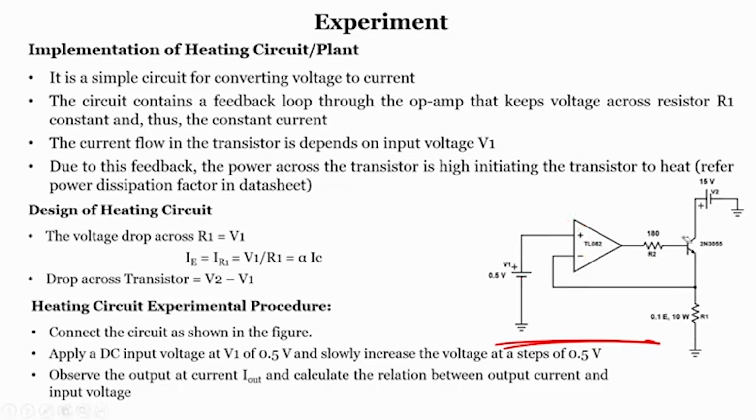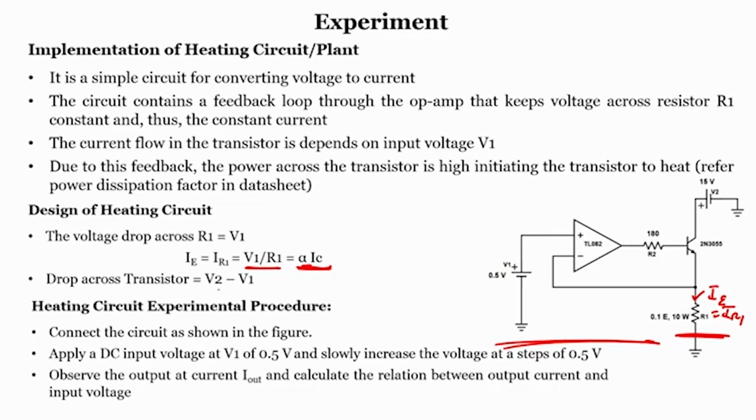Now, due to this feedback, the power across the transistor is high, causing the transistor to heat, or we can see the heat dissipation in the data sheet. So, in designing the circuit, the voltage drop across R1 will be equal to V1. Now, IE, the current flowing through the ammeter, is equal to IR1. What is IR1? IR1 is V1 by R1, which equals alpha times IC, the current through the collector.